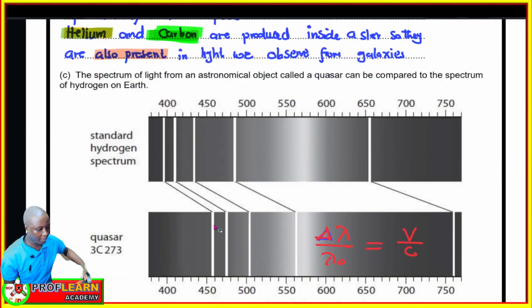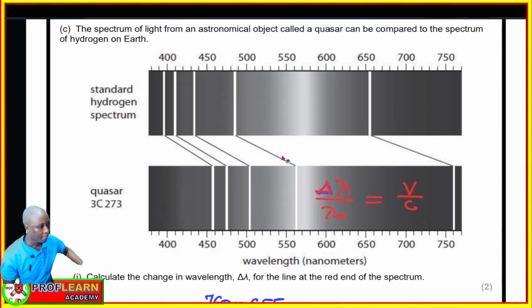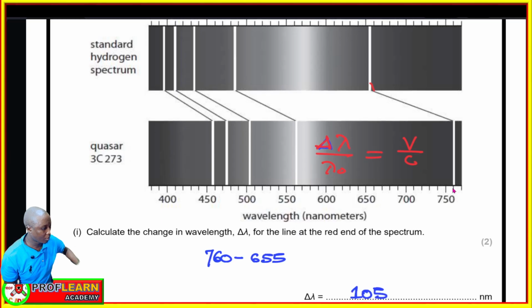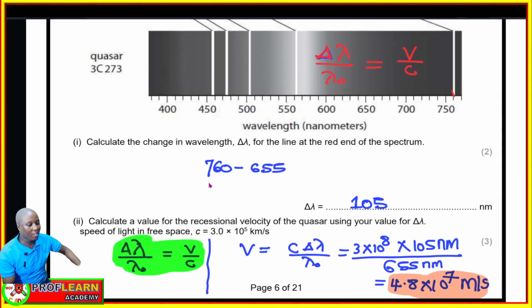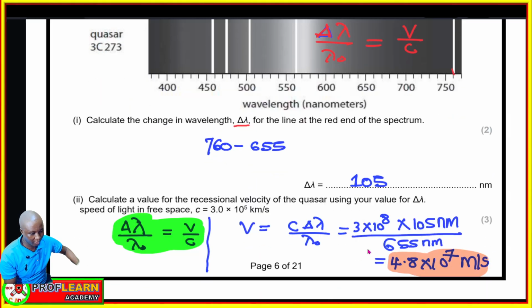Then moving further, we are going to calculate the change in wavelength. For you to calculate the change in wavelength, you need to take a reading from this particular point here, and also take a reading from this one. This is 760 and this is 655. If you find the difference, you can determine the change in wavelength, which is going to be 105.